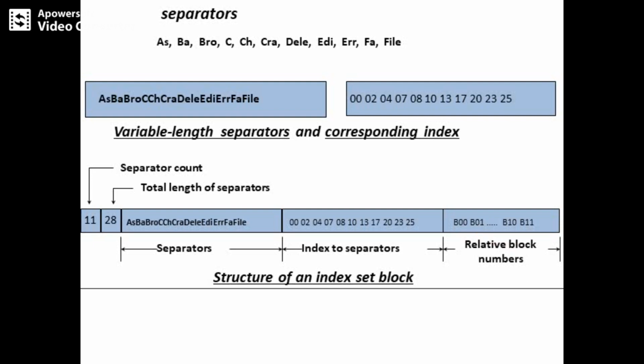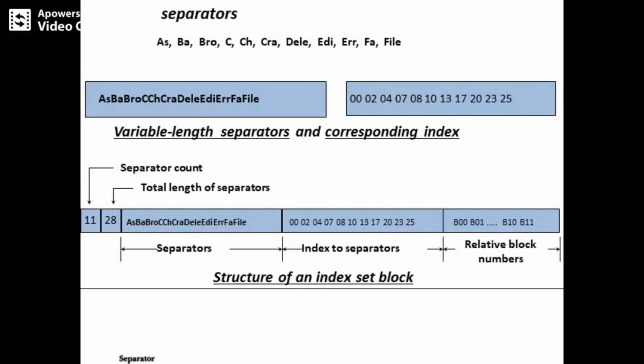Here you mention the total count of separators, and here the total length of the separators. We start from character A till E, and count how many characters there are. 28 characters are there, and I write that over here. This is how we represent the structure of an index set block.